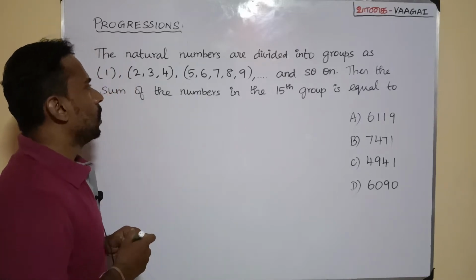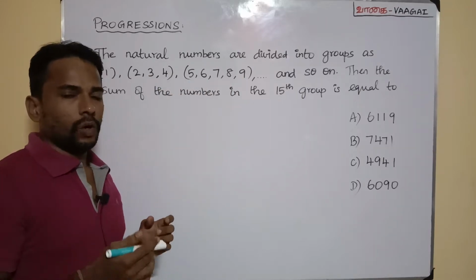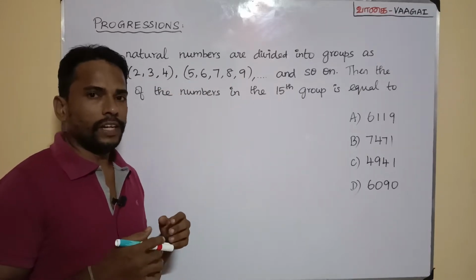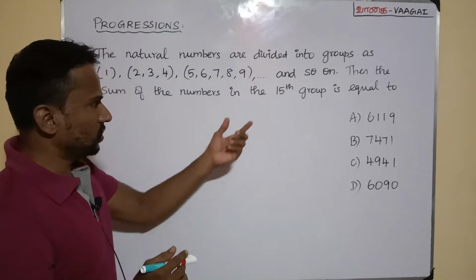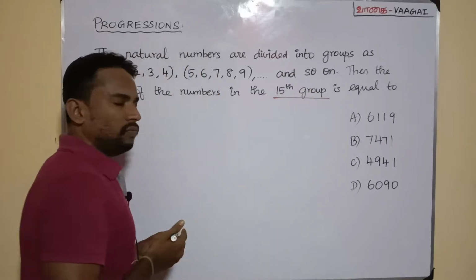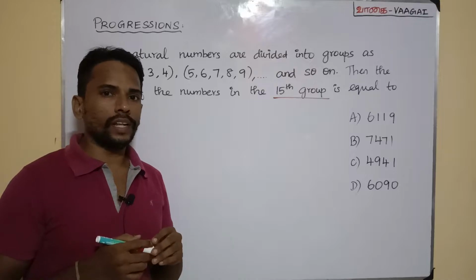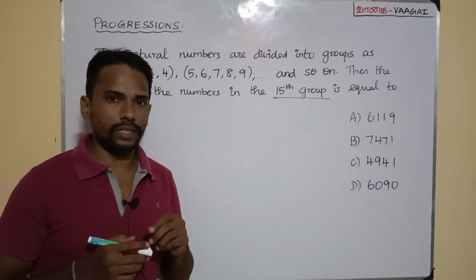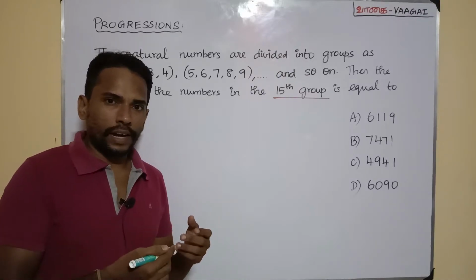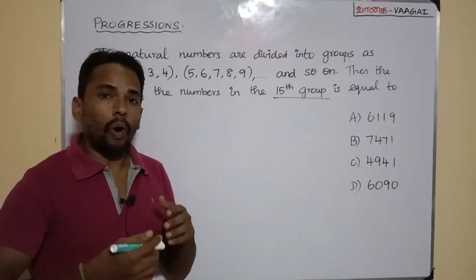Now we got the pattern of how the numbers are grouped. The next thing we need to find is the sum of all numbers present in the 15th group. Here there are two things that we need to find: how many numbers the 15th group will contain, and what numbers it will contain.